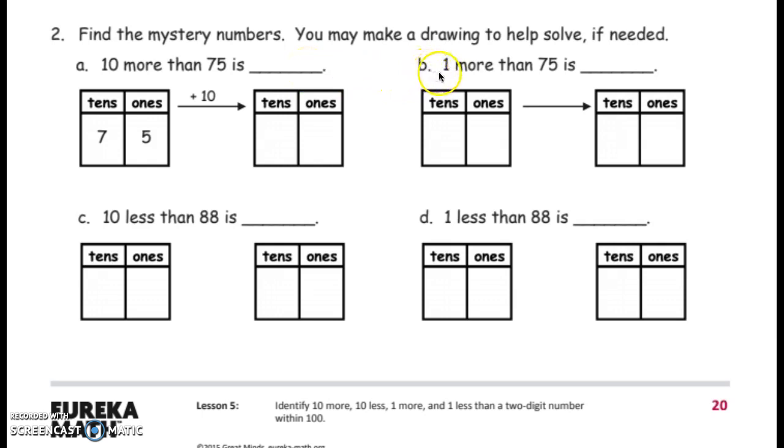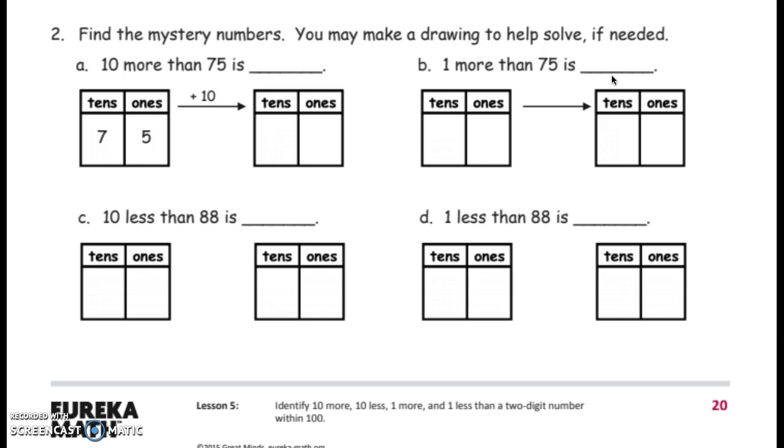Letter B, 1 more than 75 is blank. Remember, the first place value chart is for your starting number. Don't forget to write above the arrow to show the change in the number, and then what is the ending number? What does it look like on the place value chart? Write your answer on the line. Again, use cubes or use your whiteboard and marker to draw to help you figure it out.